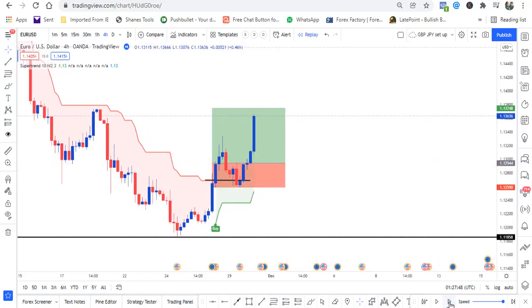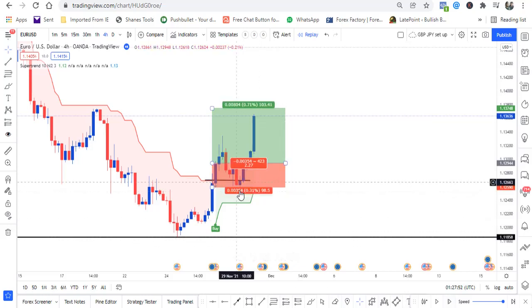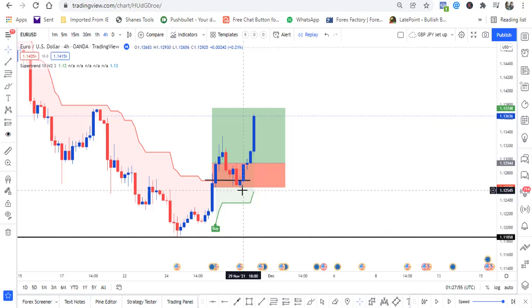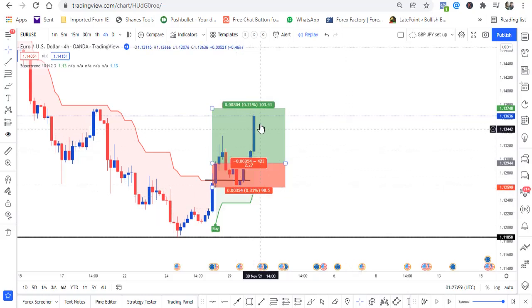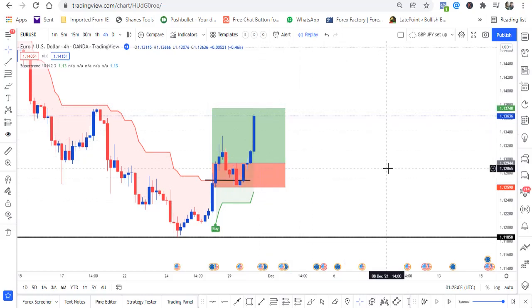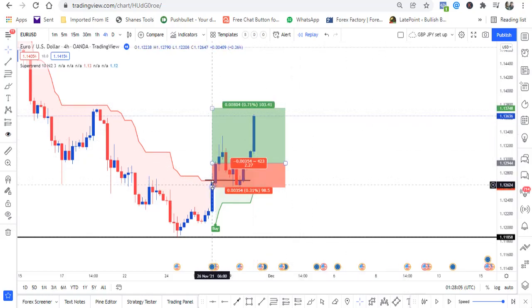Now can you guys see what happened here right now? Price was already almost close to our stop loss, but it didn't hit our stop loss and it's beginning to go back to the upside, and that's a massive profit. Imagine if you had placed your stop loss above here.